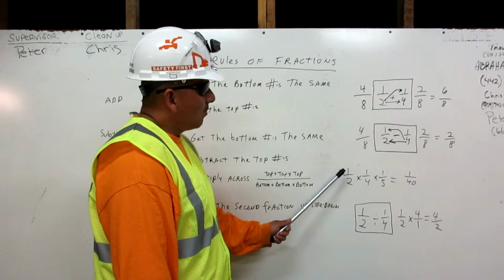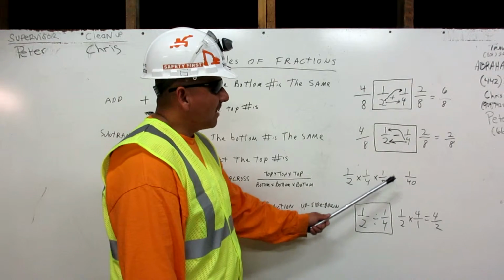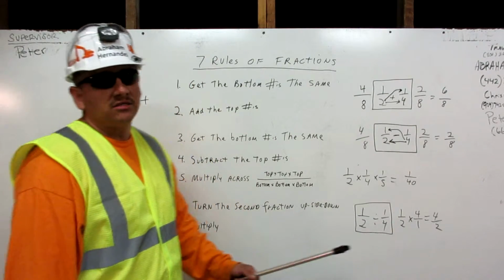So what I do is, 1 times 1 times 1 equals 1. 2 times 4 is 8, times 5 is 40. 1/40. That is how you multiply all fractions.